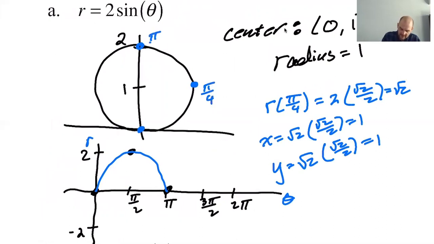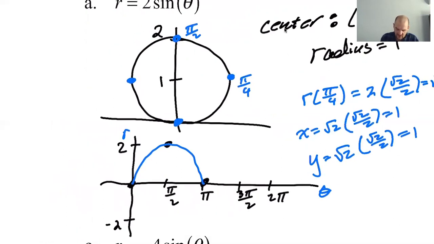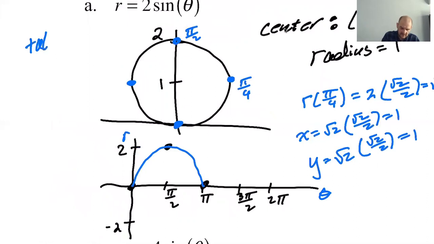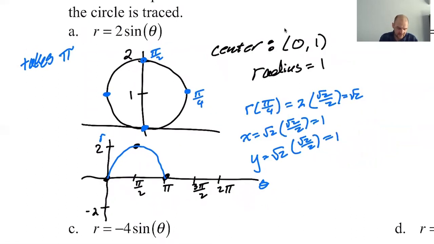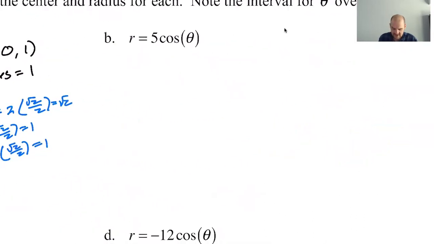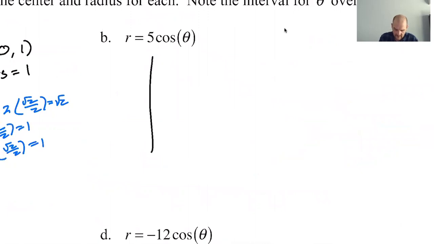You're here at pi over 2. At 3 pi over 4, you're going to be here. And then at pi, you're going to be here. This only takes pi to trace out. And you'll find that's the case with all of the circles that are tangent to the origin, centered on one of the coordinate axes. So like here, here's 5. I think the best thing to do though is just graph these.